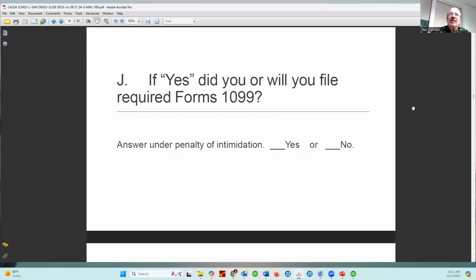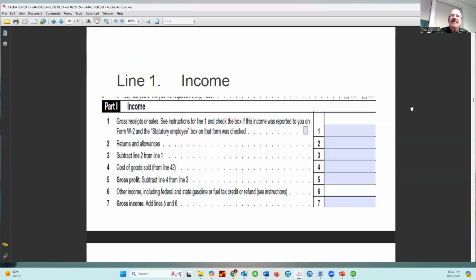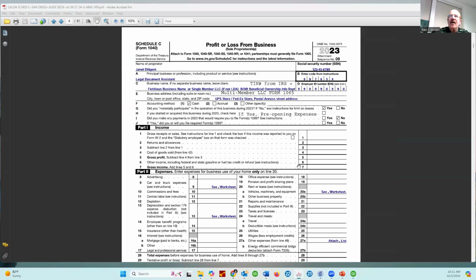Then the next question is, did you or will you file an IRS Form 1099? So you answer under penalty of perjury, yes or no, I did file them or not. So let's go to the income, which is the top 7 lines, 1 through 7 on the Schedule C.